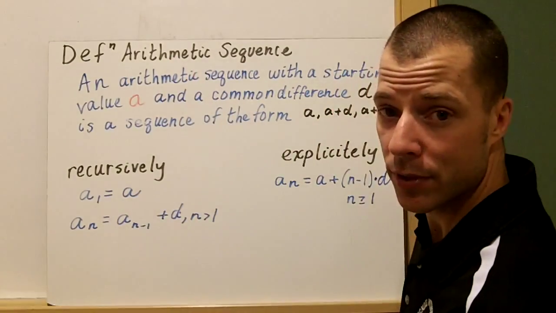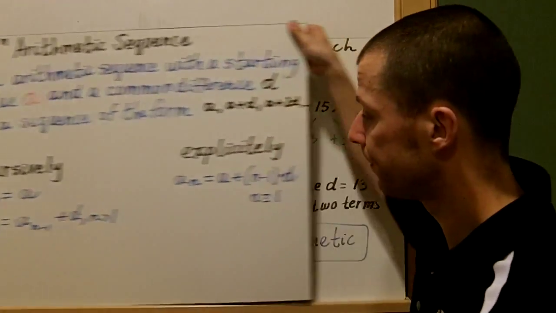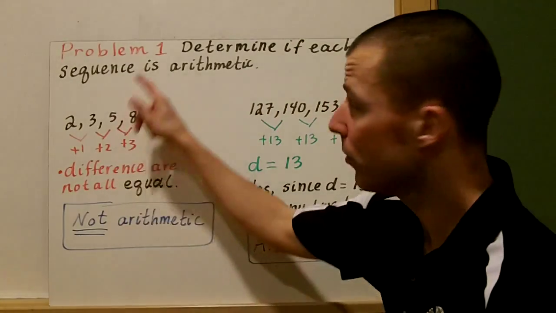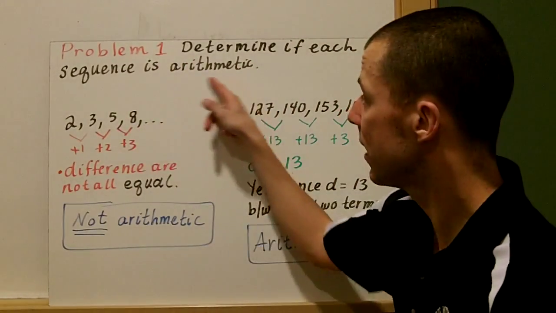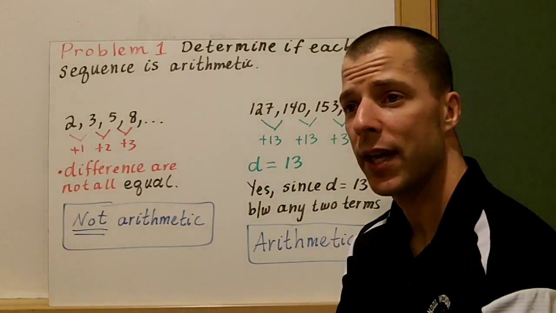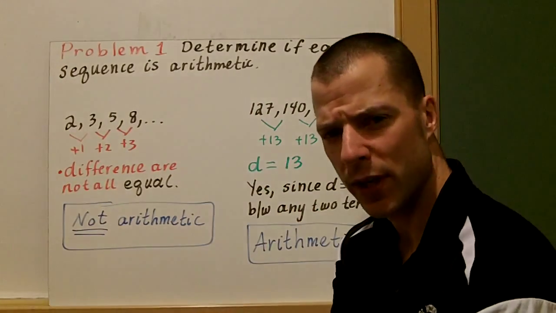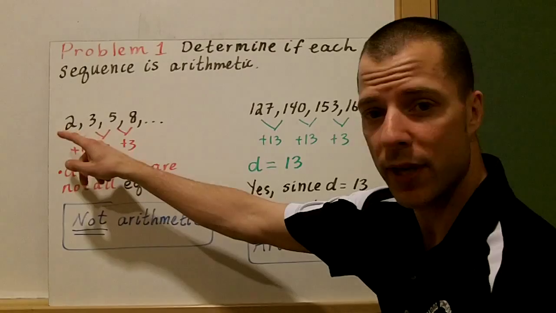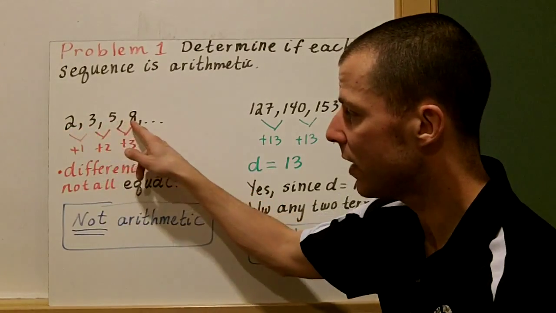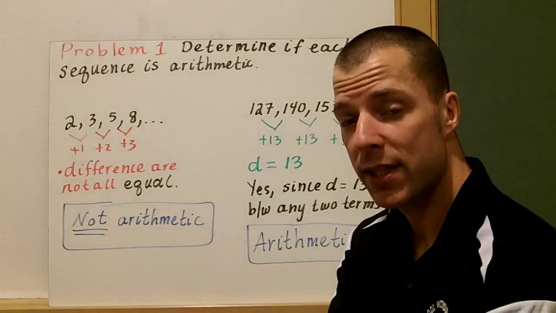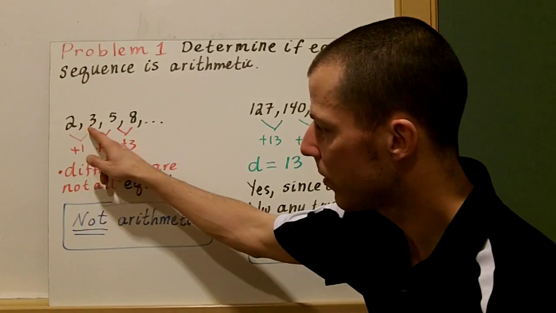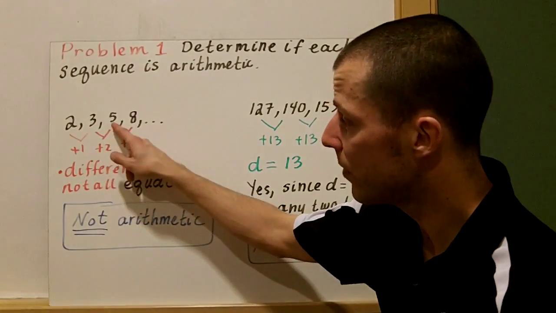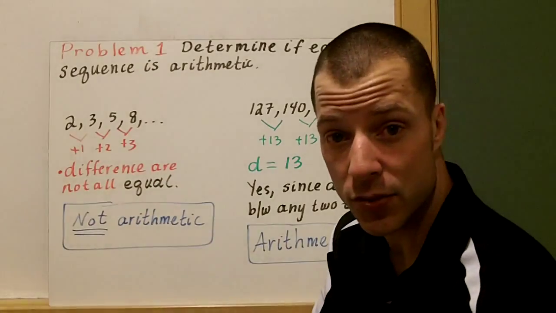So let's look at an example of a sequence that's arithmetic. Problem number 1, determine if each sequence is arithmetic. Okay, so now we have to think, is the difference between consecutive terms constant? Is it the same? So, in this first example, we have a sequence that's 2, 3, 5, and 8. I look at what's the difference between the numbers. Well, between 2 and 3, the difference is 1. Between 3 and 5, the difference is 2. And between 5 and 8, the difference is 3.